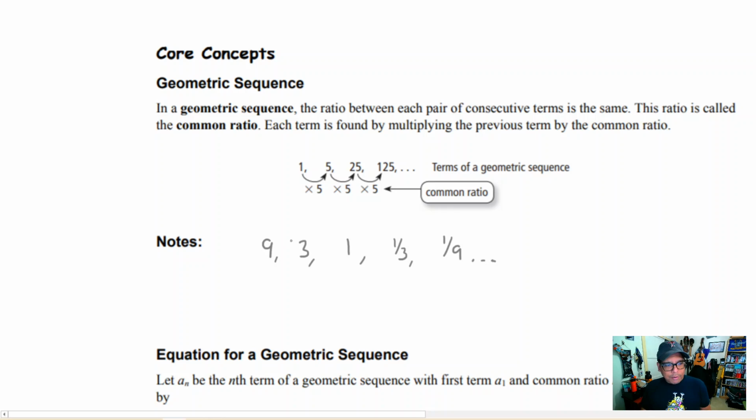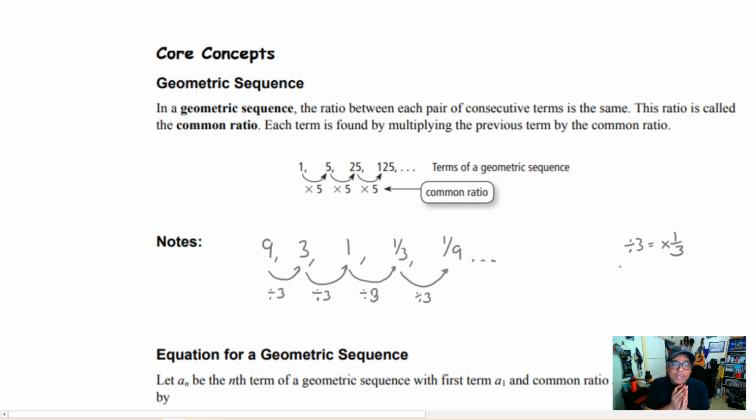Things can get tricky if we have a sequence of decreasing numbers here, but you'll have to think in terms of division and in fractions. So if I take a look at 9 to 3, just think about the division. That is divide by 3, and then from 3 to 1, that is also divide by 3, and then 1 divided by 3 is 1/3, again divide by 3, and then from 1/3 to 1/9, that's also divide by 3.